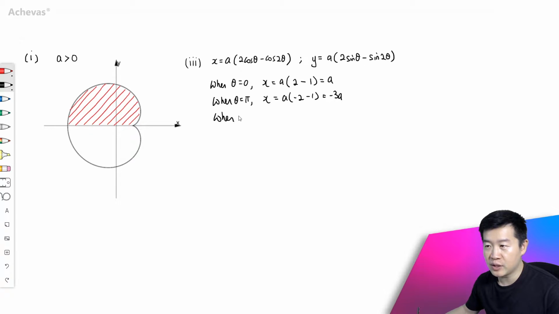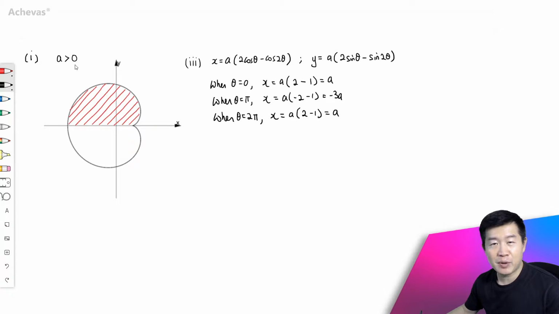And the third value that we found for theta was 2 pi. So this will give me x to be equal to a times 2 cosine 2 pi. Cosine 2 pi is 1. So this is going to be 2 minus a cosine 4 pi, which is also 1. So this is going to give me a.